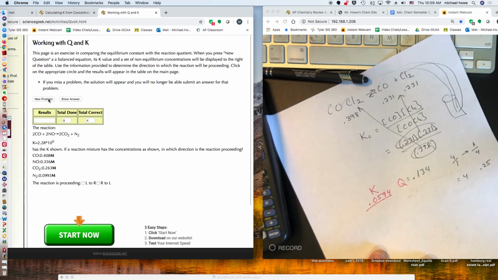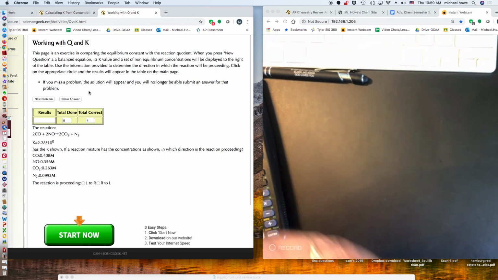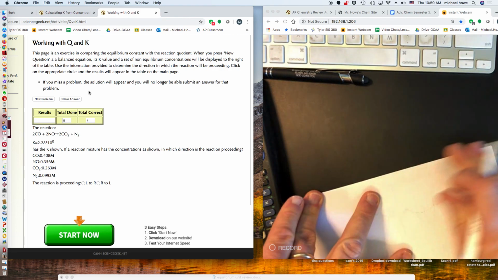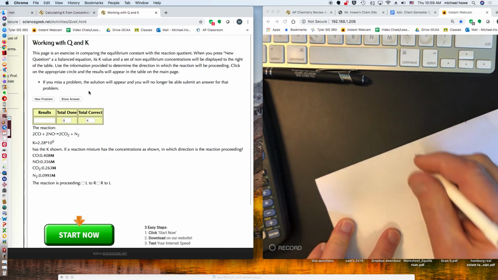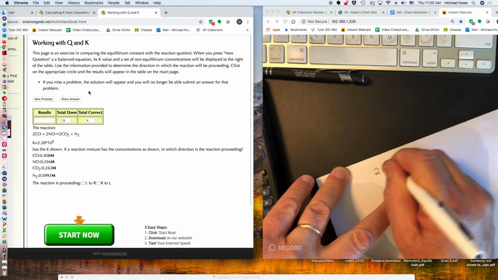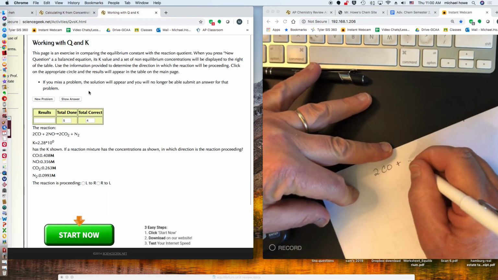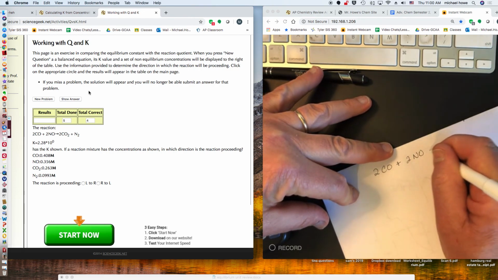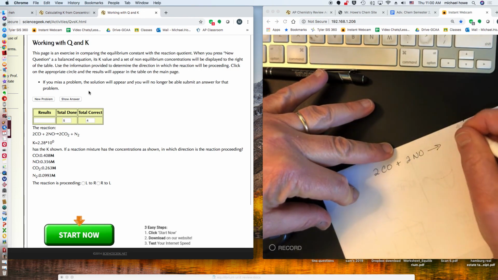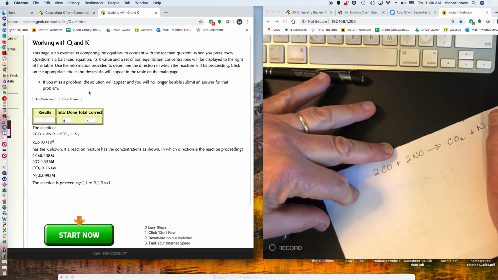All right, one more problem. So in this problem, same kind of question. I'm going to find the reaction quotient and decide which way it moves. So we have the equation is 2CO plus 2NO. On the other side, you've got a CO2 and an N2. And you have to have a 2 in front of the CO2.